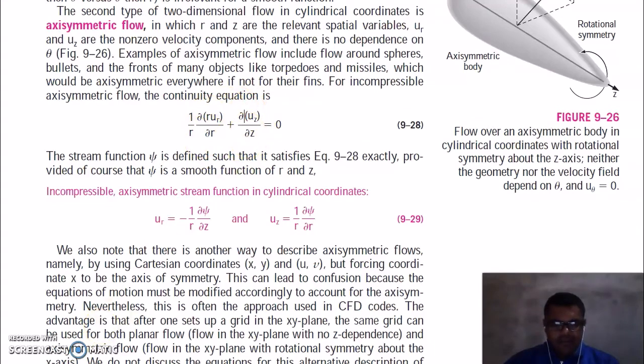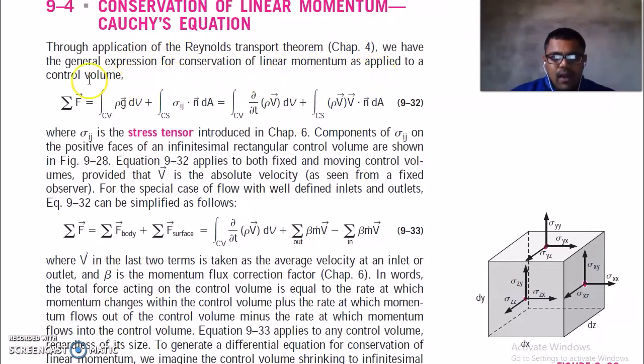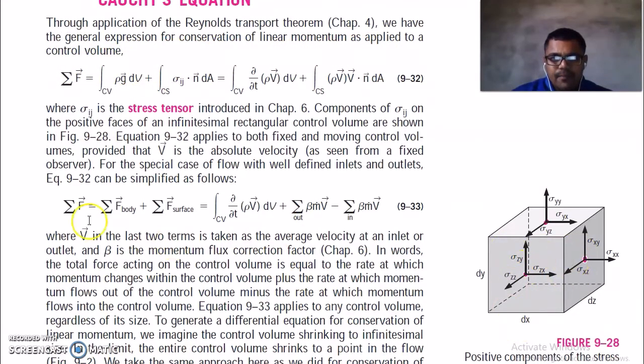Conservation of linear momentum, Cauchy's equation. Application of Reynolds transport theorem. We had a general expression for conservation of linear momentum applied to a control volume. This is our control volume here. So the linear momentum, that is, the summation of all the force, is equal to the control volume integral of density g dV, plus the control surface integral of sigma ij dot n dA, where sigma is your stress tensor.